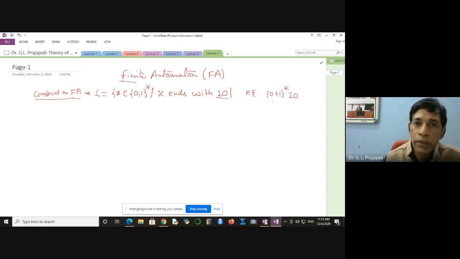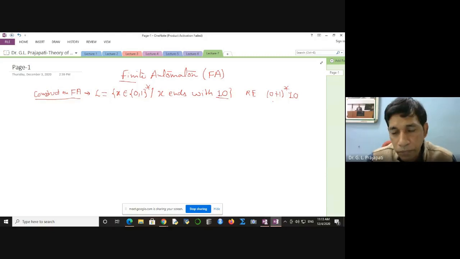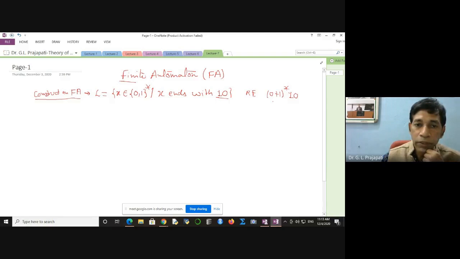For constructing an FA, we have seen that we need to have the set of states, and out of these states, one must be the initial state, and we have to designate some state as the final state. So here we need to start from the initial state. You can name the initial state as per your convenience. Say, I'm saying Q0. This is the initial state of your machine.